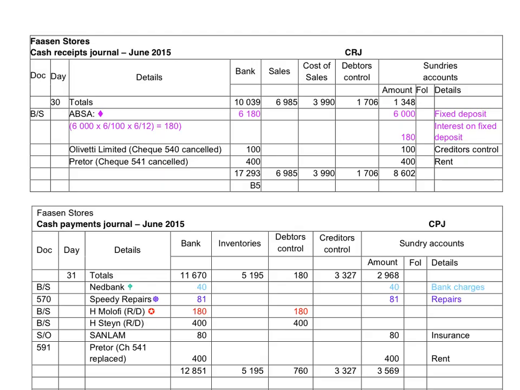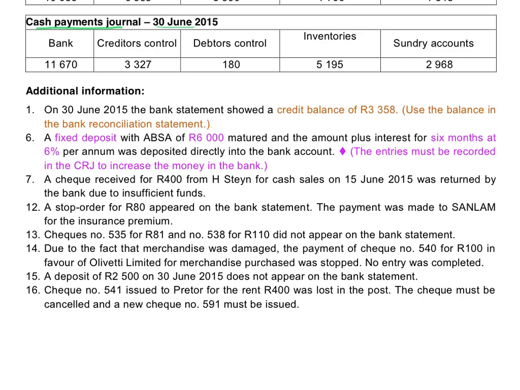In the cash receipts journal, we will start with the totals that was provided, and in the cash payments journal, we will start with the totals that was provided at the end of the month. So that's where we stopped, and now we continue from that totals. On 30 June, that's the last day of our current month, the bank statement showed a credit balance of 3358. So according to the bank statement, this is where they stopped, the 3358.